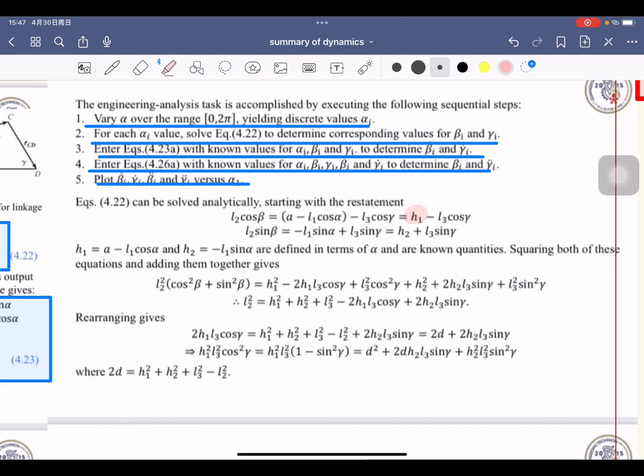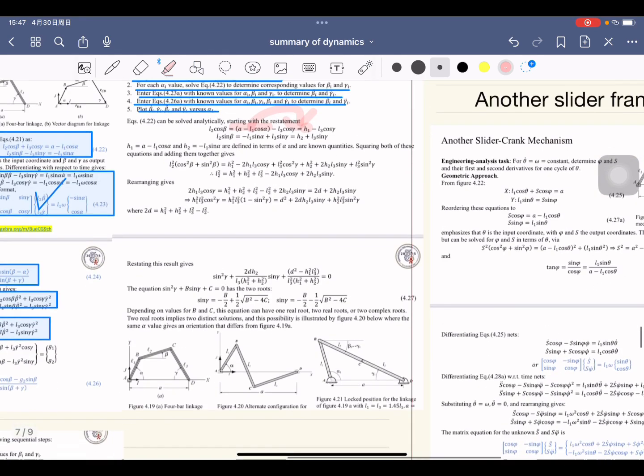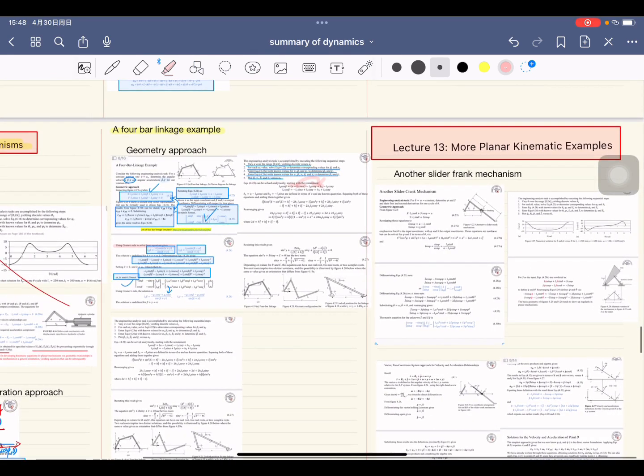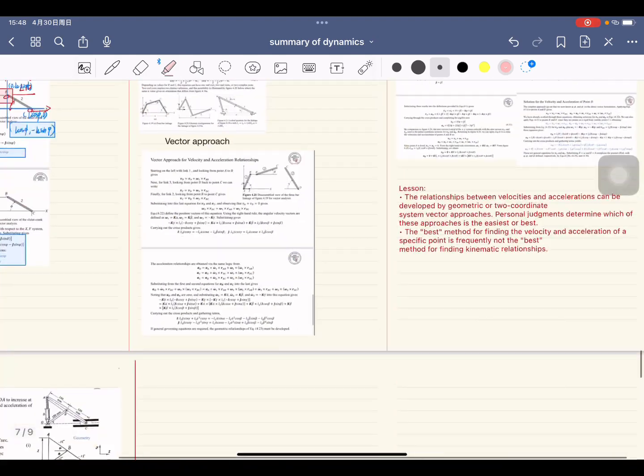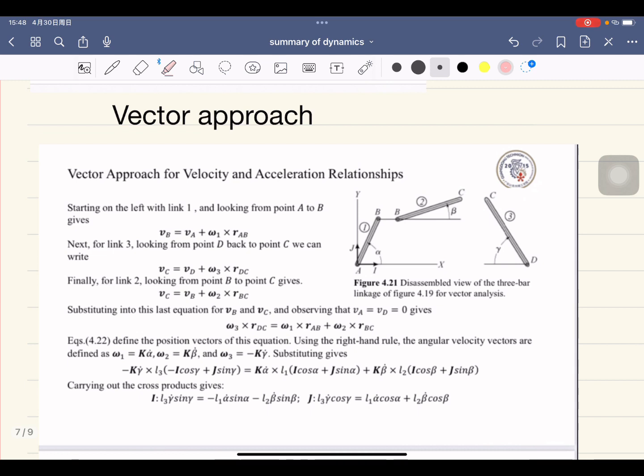We just use this one to make it across h1. That's okay. We do not need to be very curious about it. That's okay for the following. But we will also talk about a very important method, the vector approach, and it will be the most general one, right? Vector approach for velocity and acceleration relationships, starting on the left with link 1 and looking from point A to B gives VB. Okay, the same.